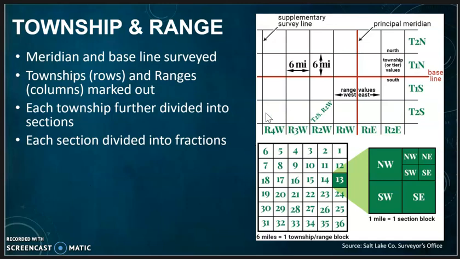So if we're looking at this square here, we have township 2 south and range 2 west. And within that we have our sections, and then within section 13, it is divided into 4 more sections, and then those sections are divided into fractions.